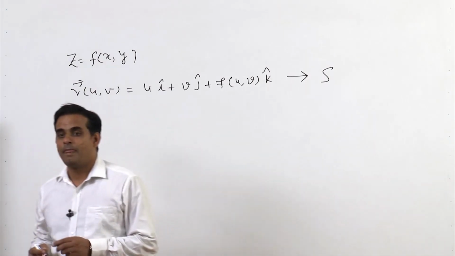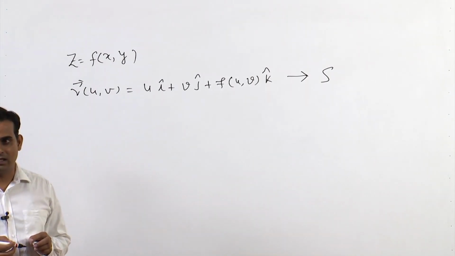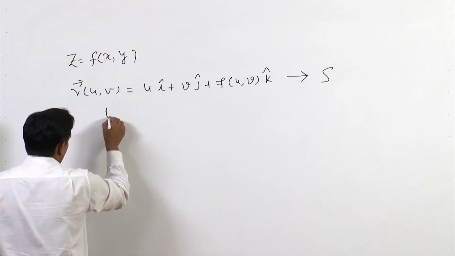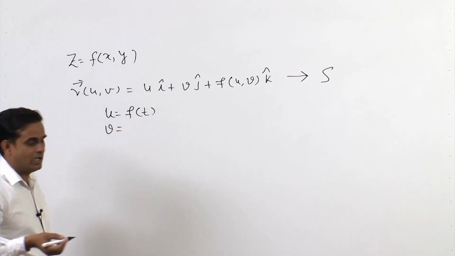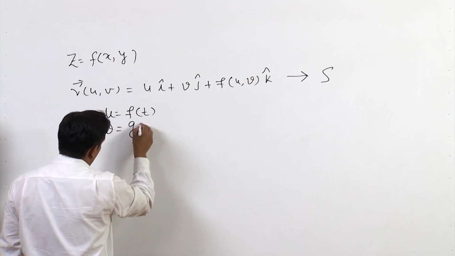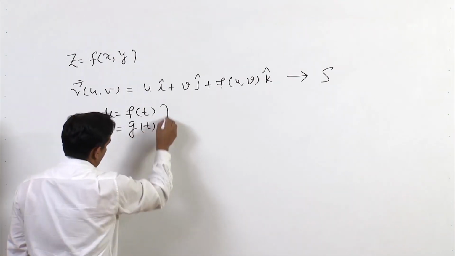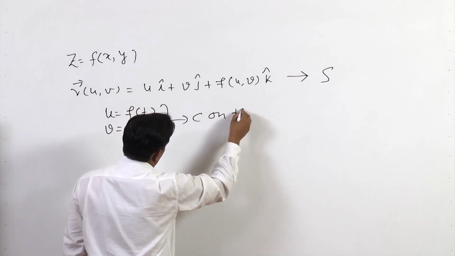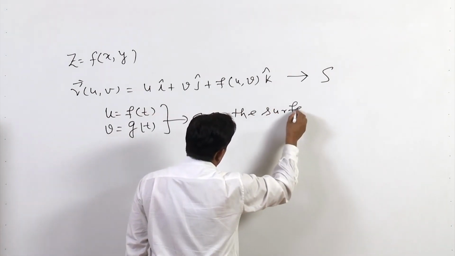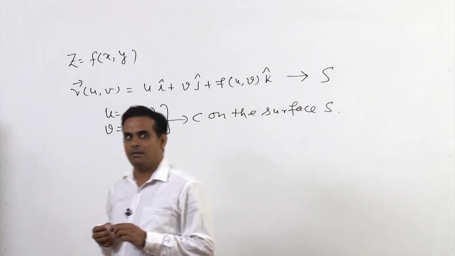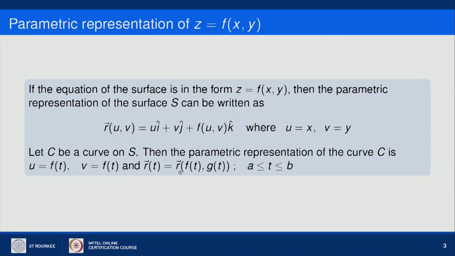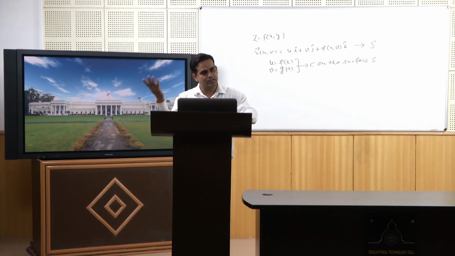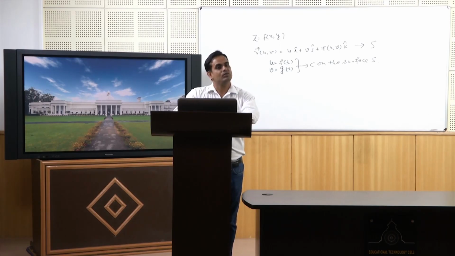Now consider a curve C on the surface S. Let the parametric representation of the curve be given by u = f(t) and v = g(t). Then we will have the parametric representation of the curve as r(t) = r(f(t), g(t)), meaning f(t) i + g(t) j, where t is between a and b.